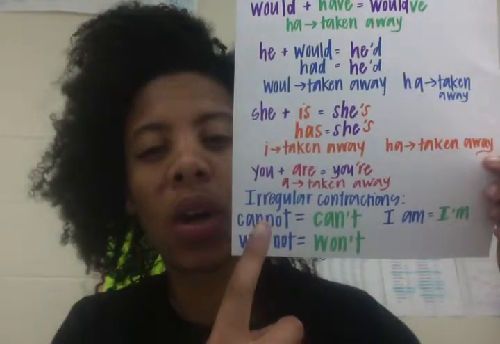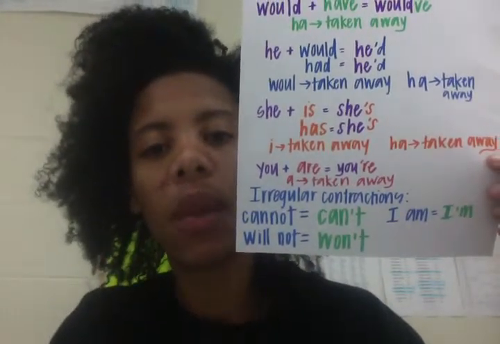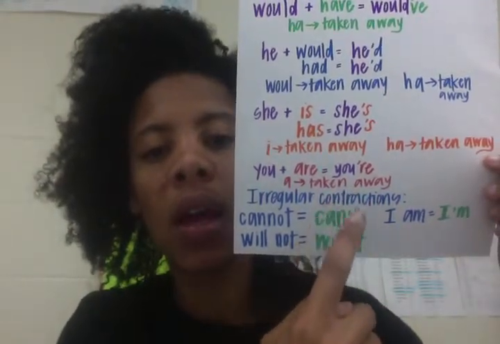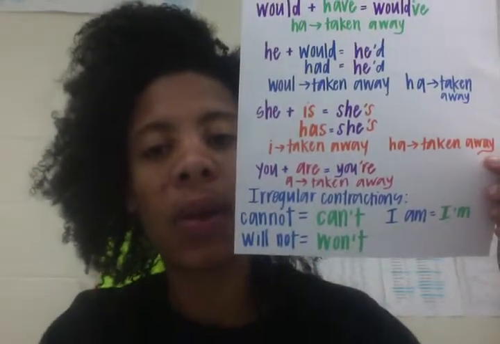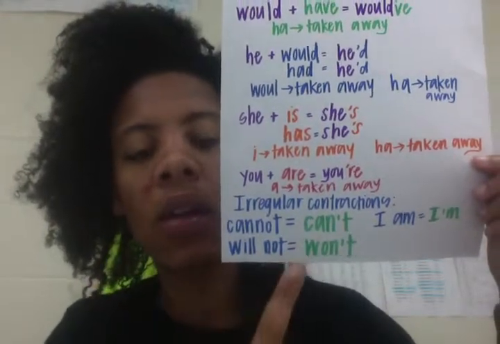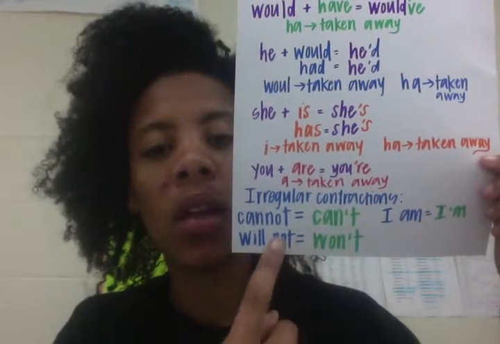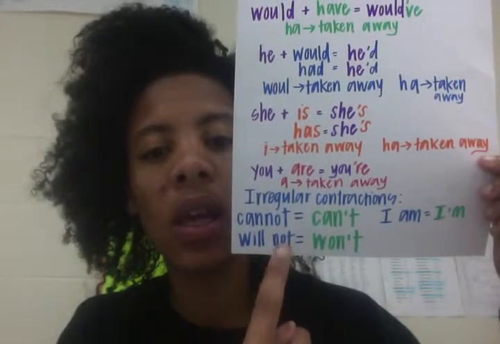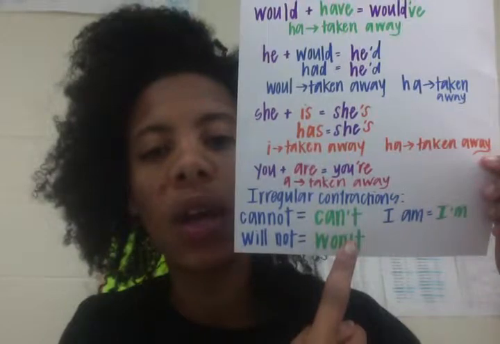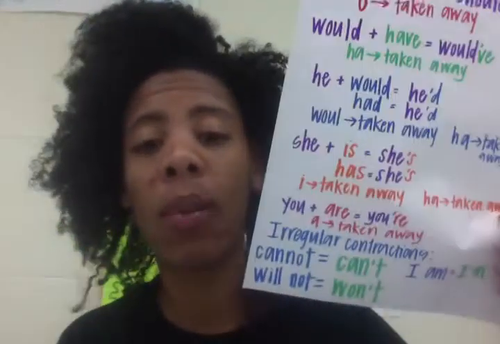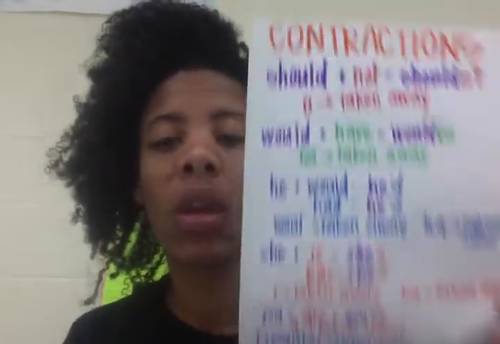Cannot is not two words. Cannot is one word, but it changes into can't. It follows the same rule that the O in not is replaced by an apostrophe. And will not becomes won't. Once again, with the contraction part, the O is replaced by an apostrophe, but will is changed to a WO. Why is that? I have no idea. But remember that will not is won't. There is no such word as will not.